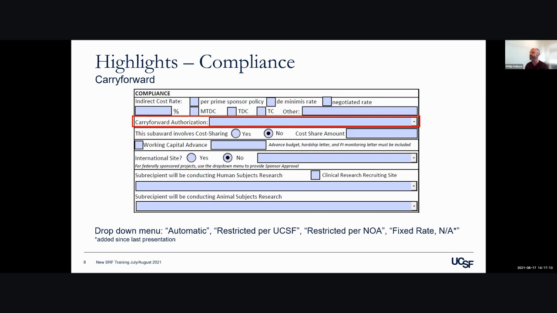But for our federal ones, we definitely want to know now: is it automatic and you're granting automatic carry forward? Is it restricted per UCSF? Is it restricted per the NOAA? And then for fixed rate, for the NIH fixed rate, it's not applicable. So we've added that as an option as well. That's actually an addition since the last presentation. It was based on a conversation I had with an RSC about it. She was wondering how to fill out the SRF, and so I added that for clarification.